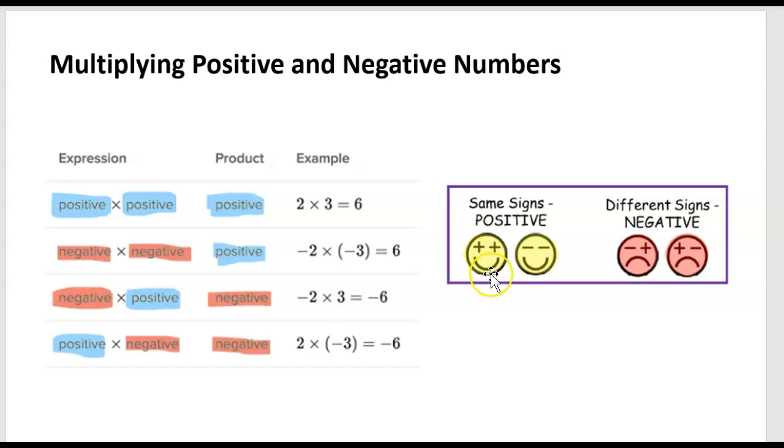Look at that happy face. Negative times a negative. Oh, look at that serene face. Both positive. Okay, a negative times a positive, or a positive times a negative. Negative times a positive, positive times a negative. They look like they got punched in the eye. That is negative. All right.